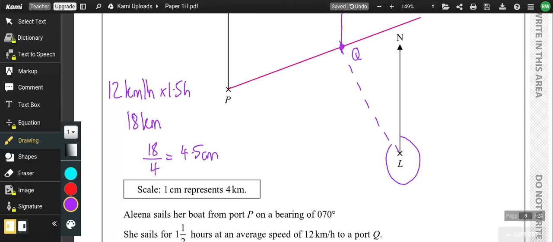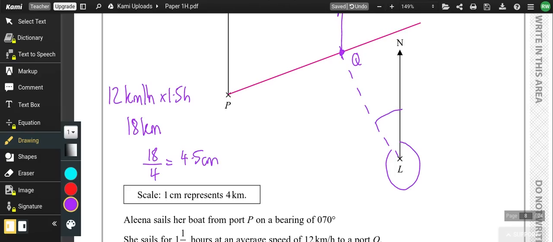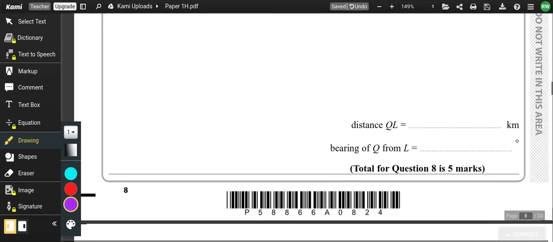So we need that whole bearing there. It's easier to measure this in here and do 360 minus that. I can't do that on the computer, but you would be able to measure that bearing there using your protractor and then subtract it from 360.